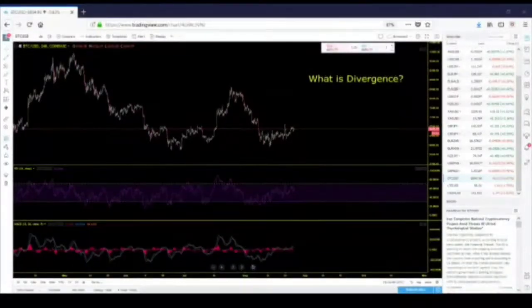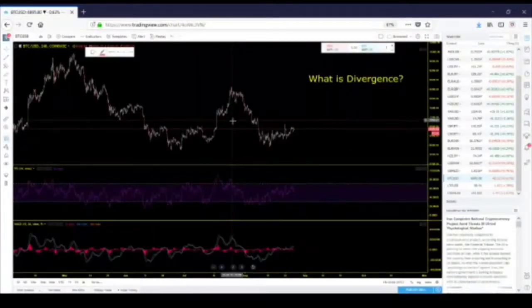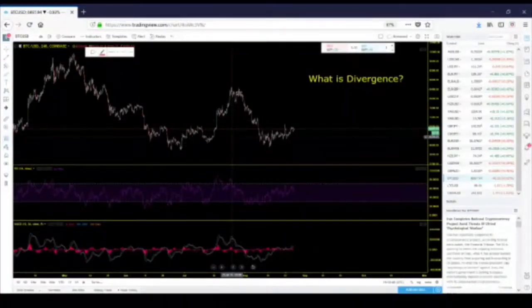Okay, what is divergence? Divergence is the situation in the market where the price of the candlesticks, as far as the structure of the candlesticks, doesn't match the oscillator. Basically, it's the highs and lows. So I put this example on the chart.